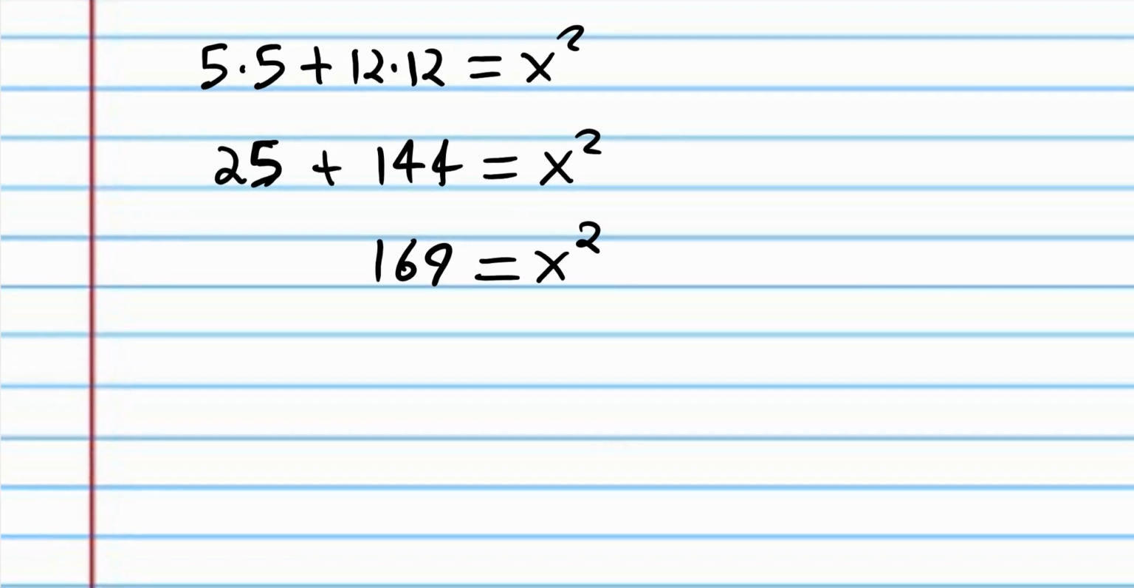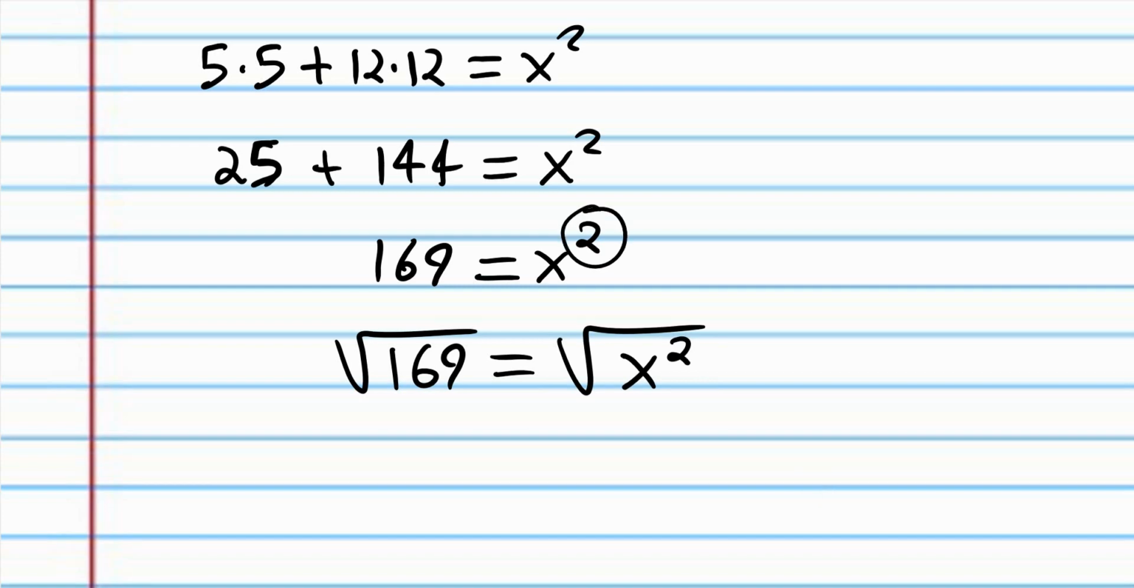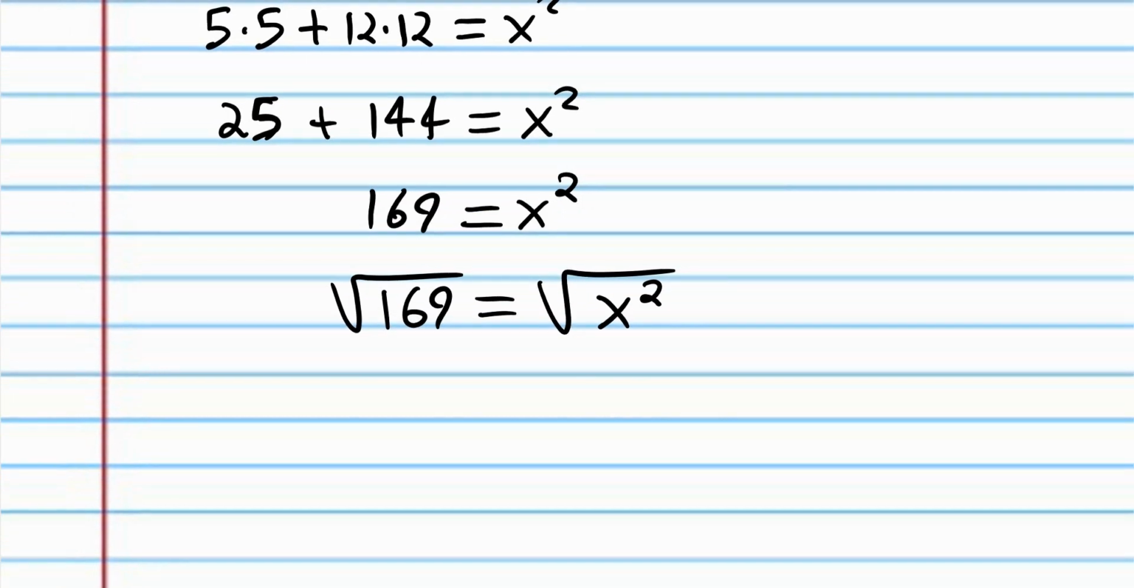Now, we have solved for x squared. We don't want x squared. We just want x. So we have to get rid of this power here. So we're going to have to do the opposite of raising to the second power. The opposite of raising to the second power is square rooting. Remember, squaring is the same thing as raising to the second power. The opposite of squaring is square rooting. So we're going to square root both sides. And remember, whenever you square root both sides, you have to put plus or minus.